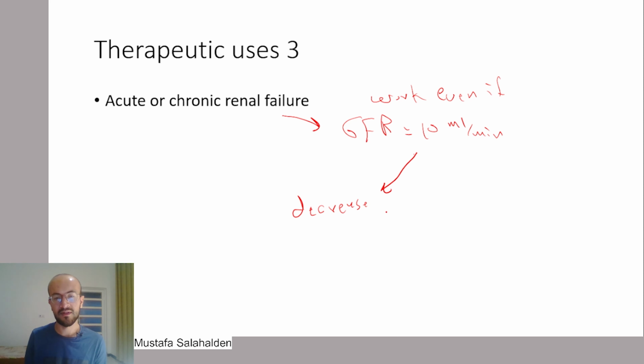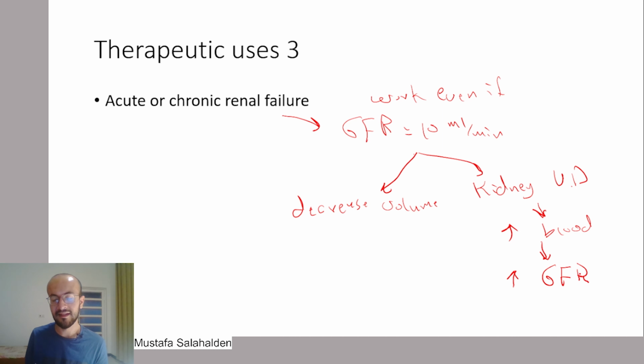So those work very well to decrease volume, and also for renal vasodilation, that would lead to increased blood flow to the kidney and subsequently an increase in the GFR. And a little bit of GFR increase is very useful for these people who have acute or chronic renal failure.